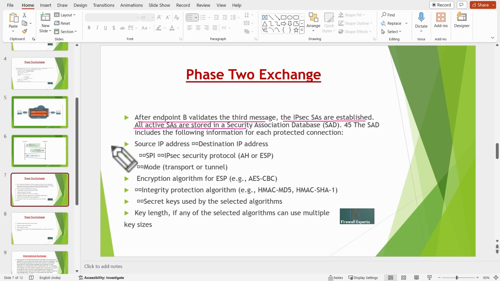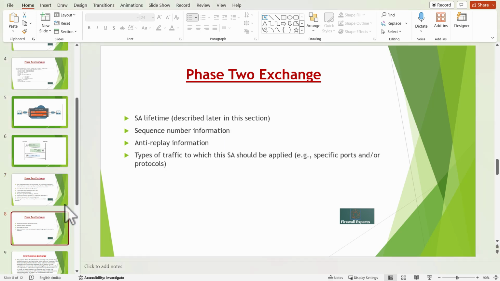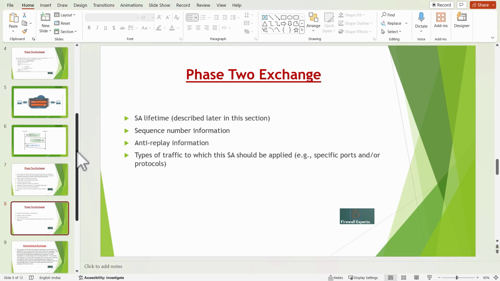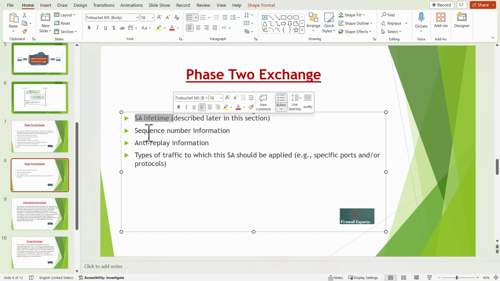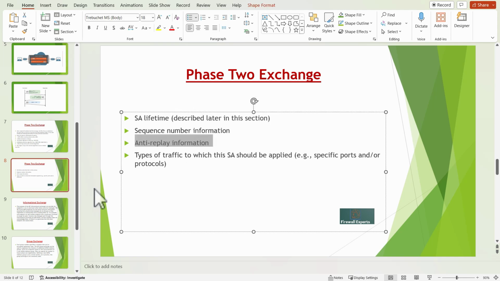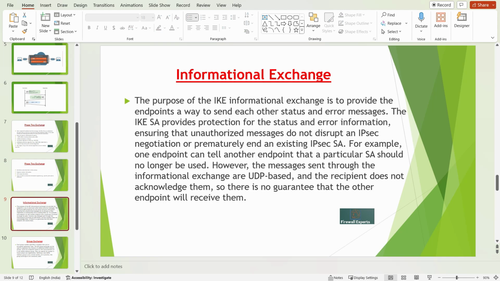These are the things they will negotiate: source IP address, SPI, mode (tunnel or transport), encryption, integrity, security, key exchange, and key length. We negotiate all of these during these transactions. Other things will also be negotiated, such as lifetime, sequence number, and anti-replay information.